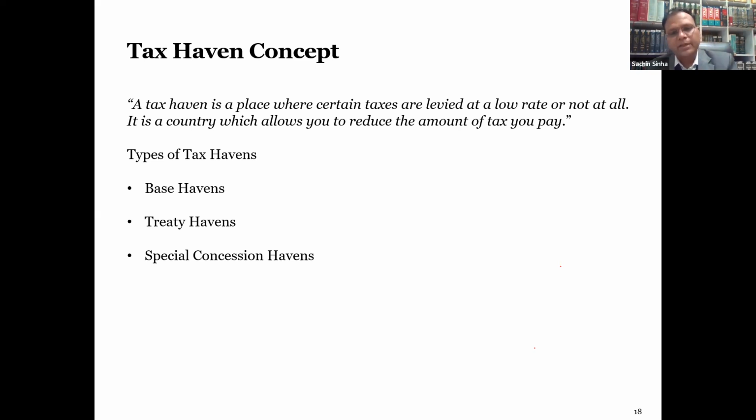So you can guide them, okay, there are so many avenues where you can invest and get the return from there, and you can save your taxes. But after the global rules, after Pillar Two, I don't think such benefit would be available. So Geetika ma'am can add something on this.